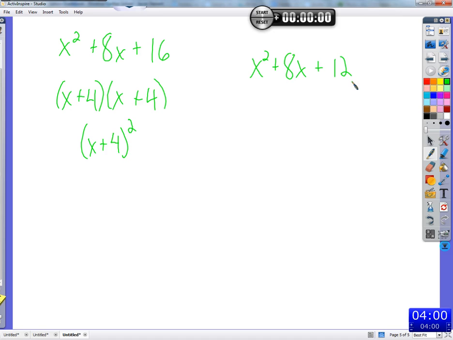Does this factor? Yeah. It doesn't factor the way we want it to, but does it factor? How does it factor? 6 and 2. x plus 6 times x plus 2. That's not what we wanted. We don't want that at all.